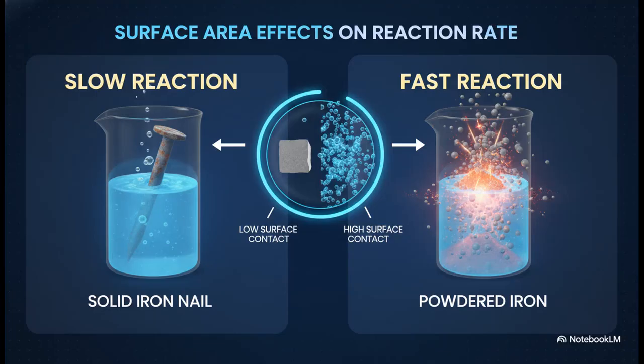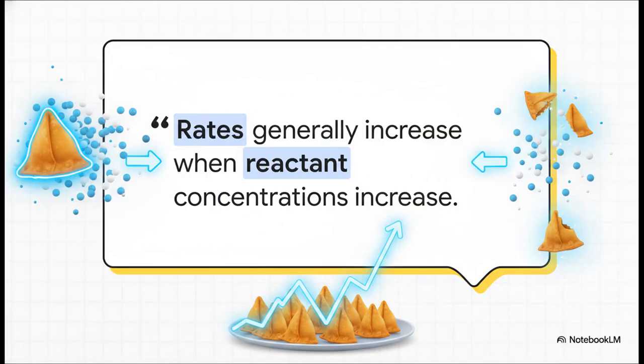First up, how does the physical state affect things? Imagine dropping a solid iron nail into some acid. It's going to react, sure, but it'll be really slow. Now, take that exact same nail, grind it down into iron powder, and drop that in the acid. Boom, the reaction is super fast. Why does that happen? Visualize it. Powdered iron has so much more surface area. And the more surface contact those molecules have compared to a solid block, the faster they're going to react with the acid.